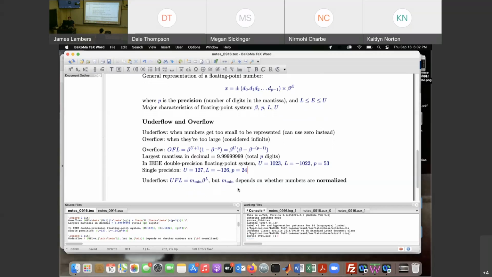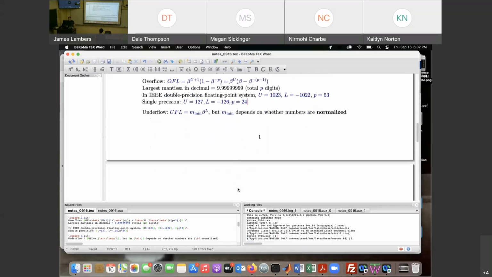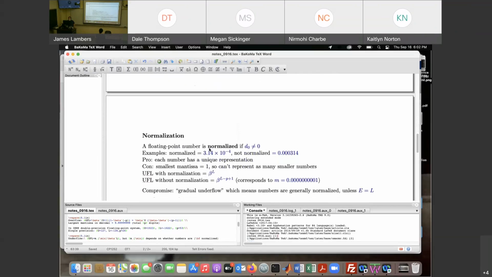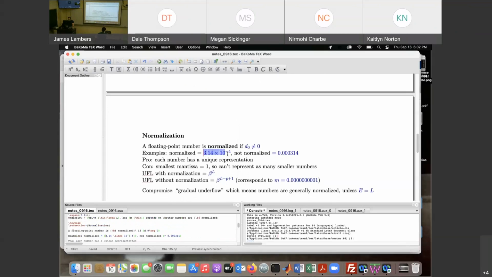What do I mean by normalizing? So if you require that the leading digit, the one to the left of the point, is non-zero, then the number is normalized. So here's an example. This is a number in decimal that is normalized. Here's the same number, not normalized. And sure enough, we have a 0 to the left of the decimal point. So normalization is commonly used because it ensures a unique representation of each number.